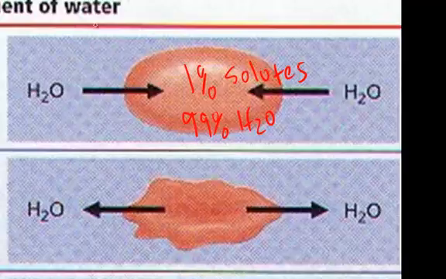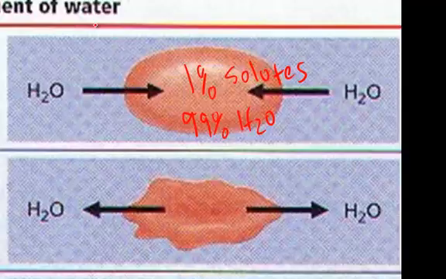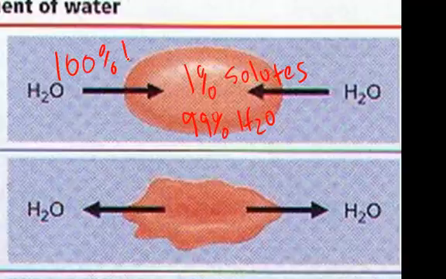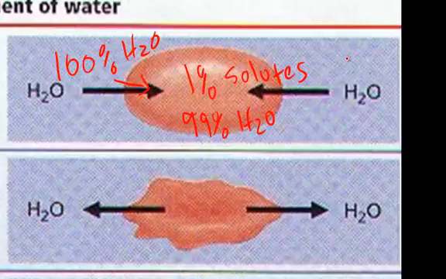Do you know what distilled means? Distilled means that we have heated water up to where it boiled, and then we allowed it to condense in a condensation tube, and we collected it. It's pure water. So distilled water is 100% water. And so 100% water, it has more water than 99% water, and water will move in, as indicated by these arrows, and it will cause the cell to swell up.